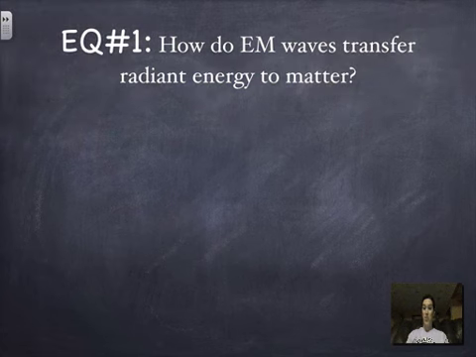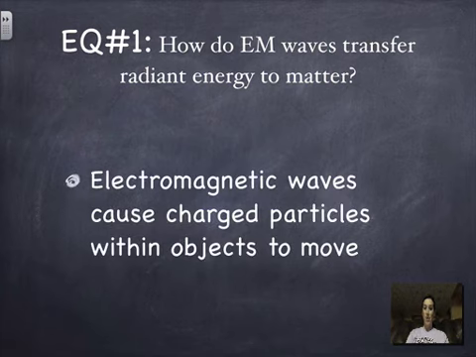So essential question number 1, how do electromagnetic waves transfer radiant energy to matter? Well, electromagnetic waves can cause charged particles within the object to move.